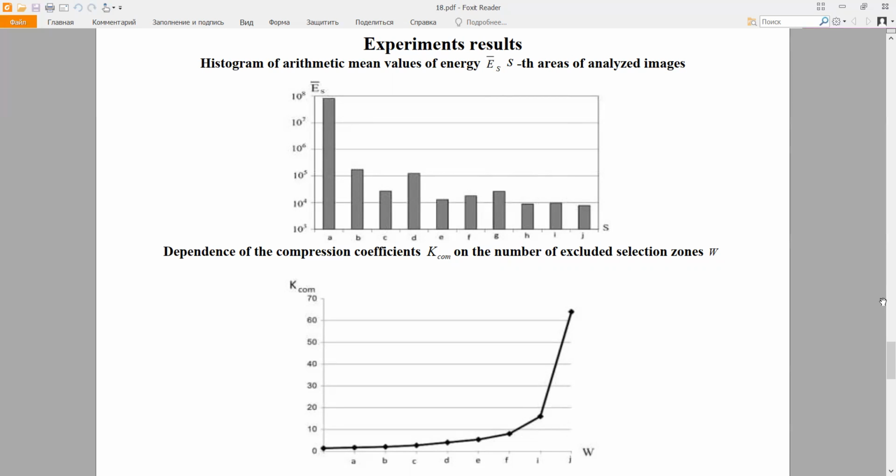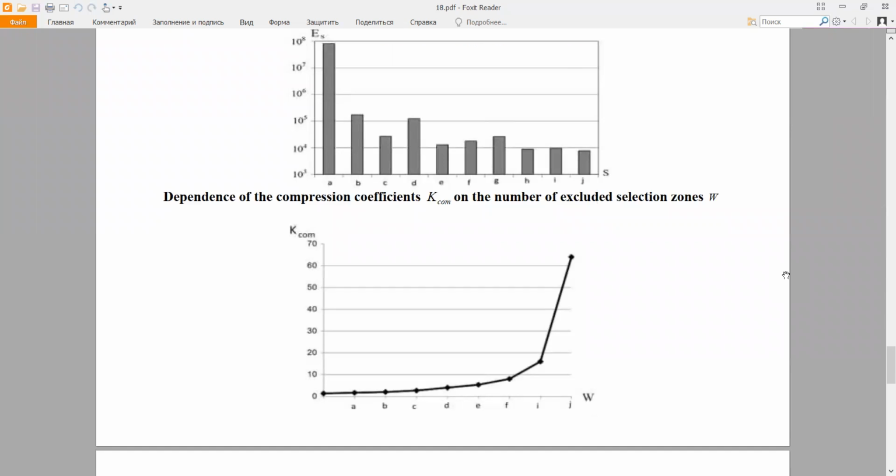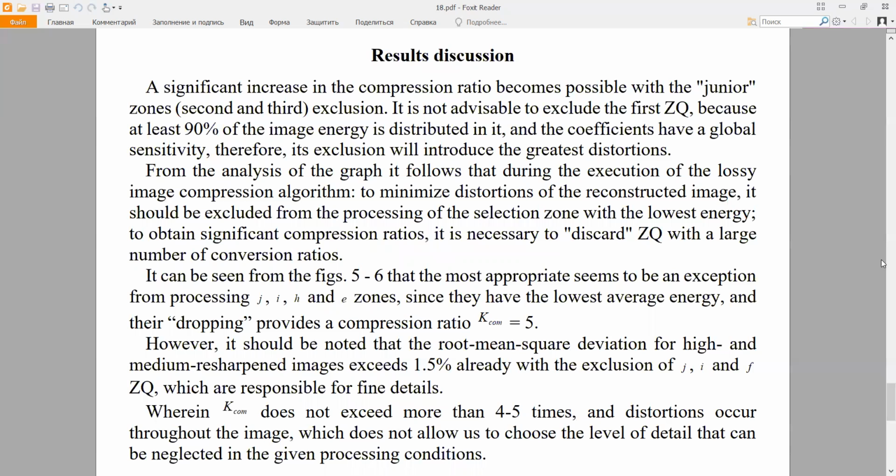It means that the last step of our transformations helps us to compress data by about 65%. Result discussion. A significant decrease of the compression ratio becomes possible in our method with the junior zones, second and third, exclusion.